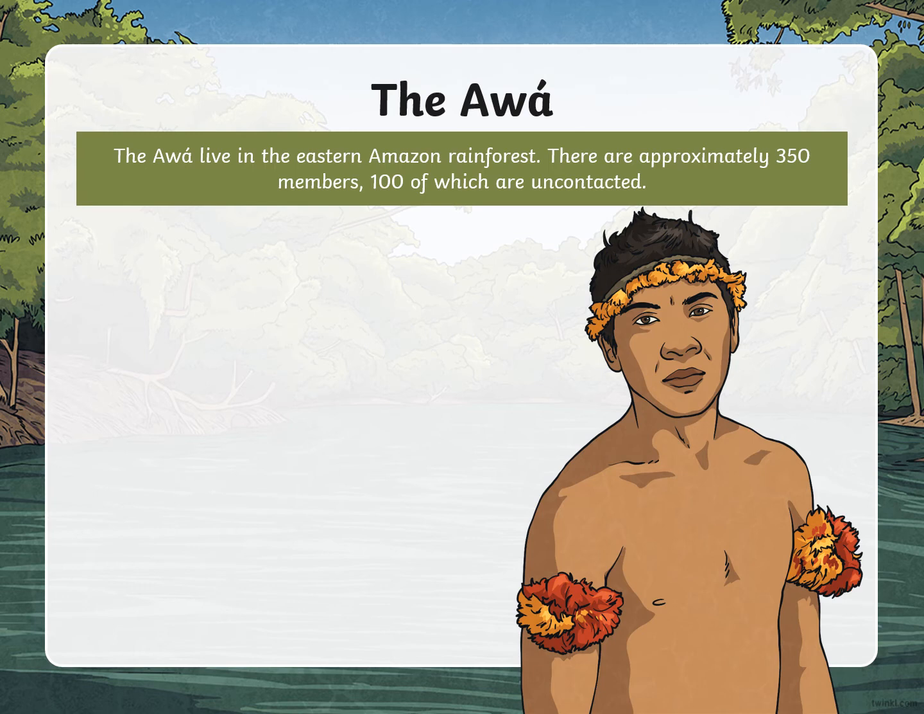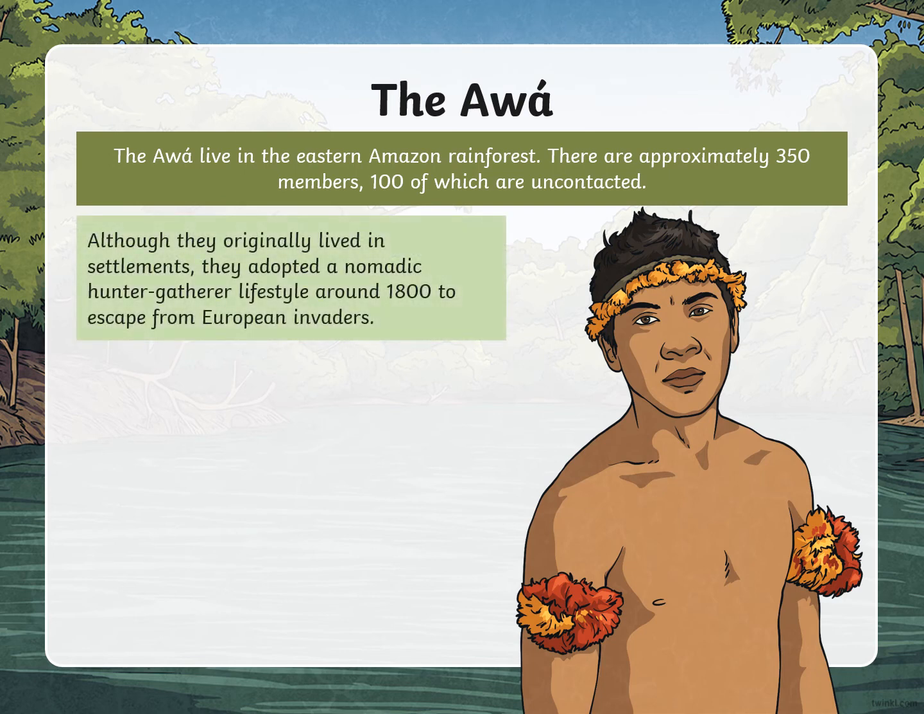Okay. The Awa. The Awa live in the eastern Amazon rainforest. There are approximately 350 members, 100 of which are uncontacted. So like we said before, they've never had contact with the modernised or outside world. Although they originally lived in settlements, they adopted a nomadic gatherer-hunter lifestyle around 1800 to escape from European invaders. So they did used to live in settlements and have like roundhouses or whatever, but unfortunately they were forced into going, okay, we're going to wander and hunt and gather.